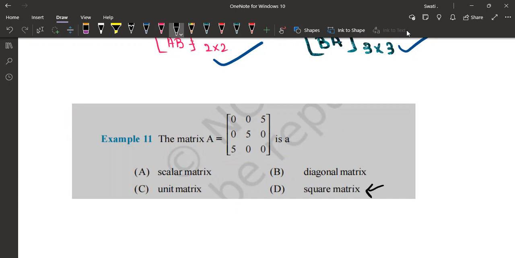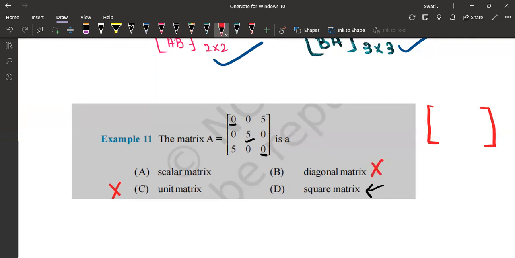But let us check about the other options as well. What is a unit matrix? A unit matrix is a matrix in which the diagonal entries are 1, 1, 1. Here of course we do not have the diagonal entries as 1, 1, 1. That is why it is not a unit matrix, so not correct. Next is a diagonal matrix. What is a diagonal matrix? A diagonal matrix is a matrix in which the diagonal entries are non-zero. That means all the diagonal entries have to be non-zero numbers. But here this is 0, this is 0. This is correct, 5. But this and this are 0. That is why it is also not a diagonal matrix.